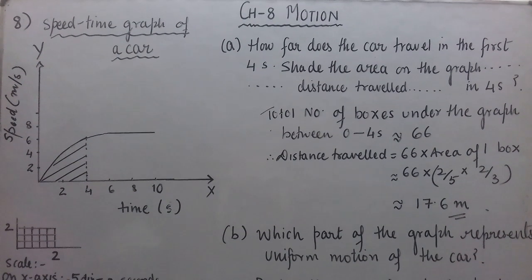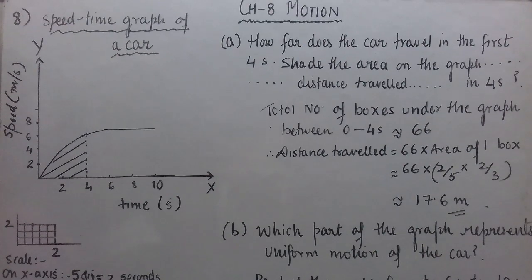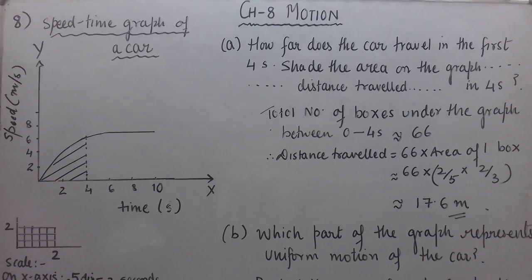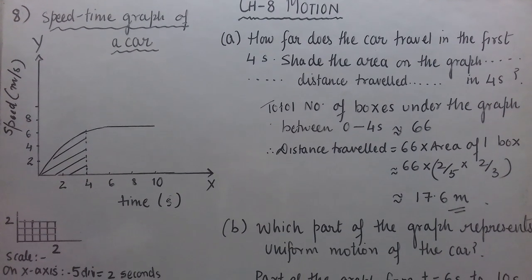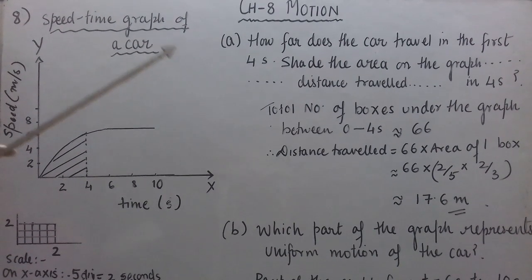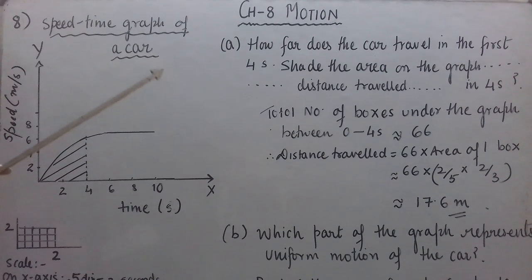B part is, which part of the graph represents uniform motion of the car. I'll read the question once again. Speed time graph for a car is shown. This is a speed time graph. First part is, how far does a car travel in the first 4 seconds?